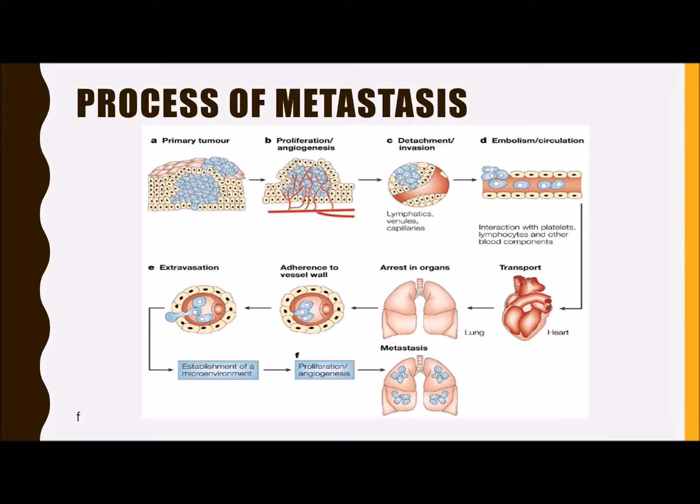So this stage will be the proliferation and the angiogenesis process. At this stage, the proliferation will happen within the organ parenchyma, which completes the metastatic process. To continue growing, this micrometastasis must develop a vascular network and evade destruction by the host defense. The cell can then invade other blood vessels, enter back into the blood circulation, and produce additional metastasis.